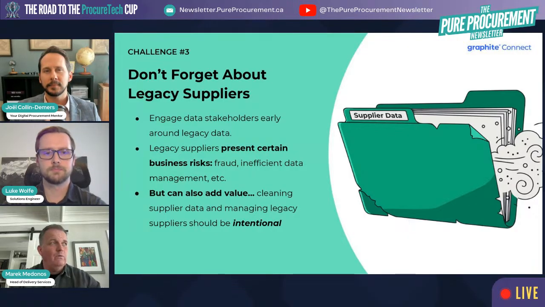Where are they coming from? Where is the data stored? What quality is it? Is it garbage, or is it in good shape? Because all that will determine how quickly we can ultimately create a full-picture, full-scope data set in Graphite for you to use, irrespective of whether they're a new supplier or an old supplier.